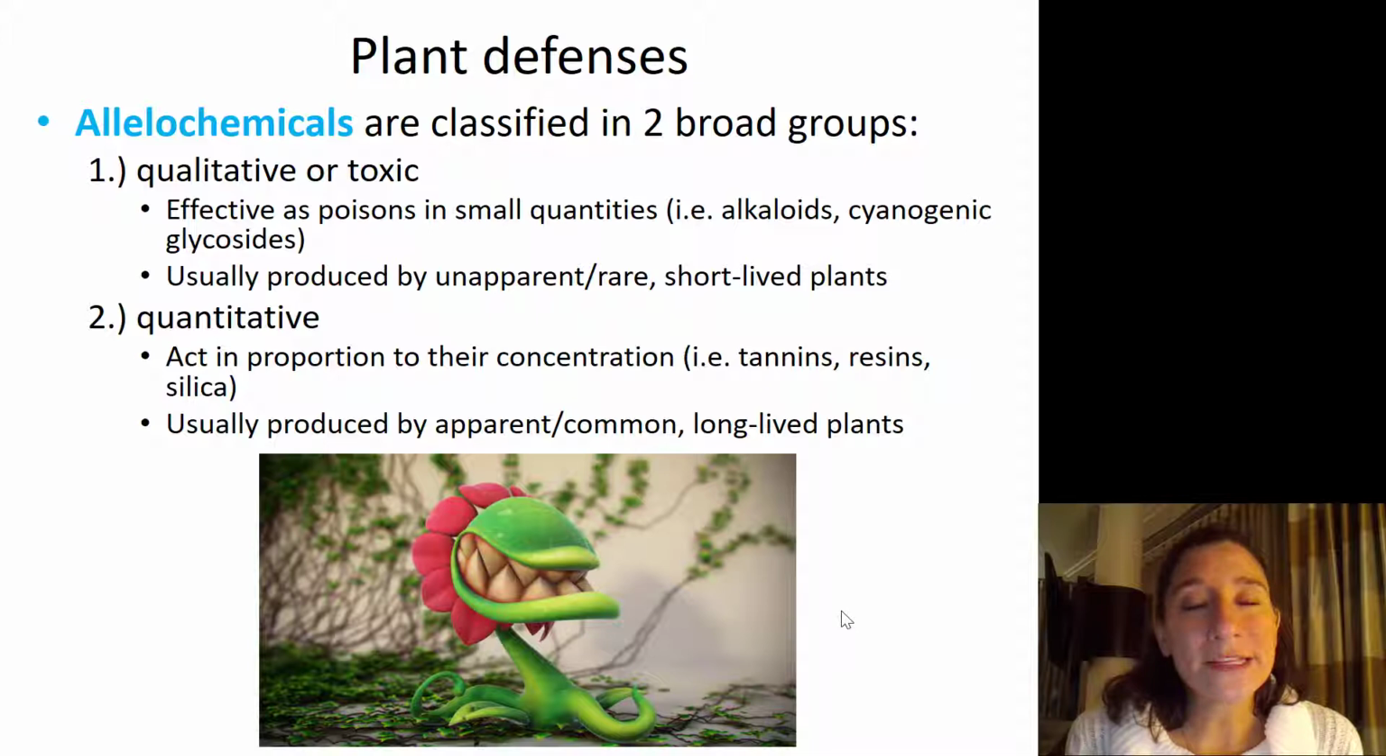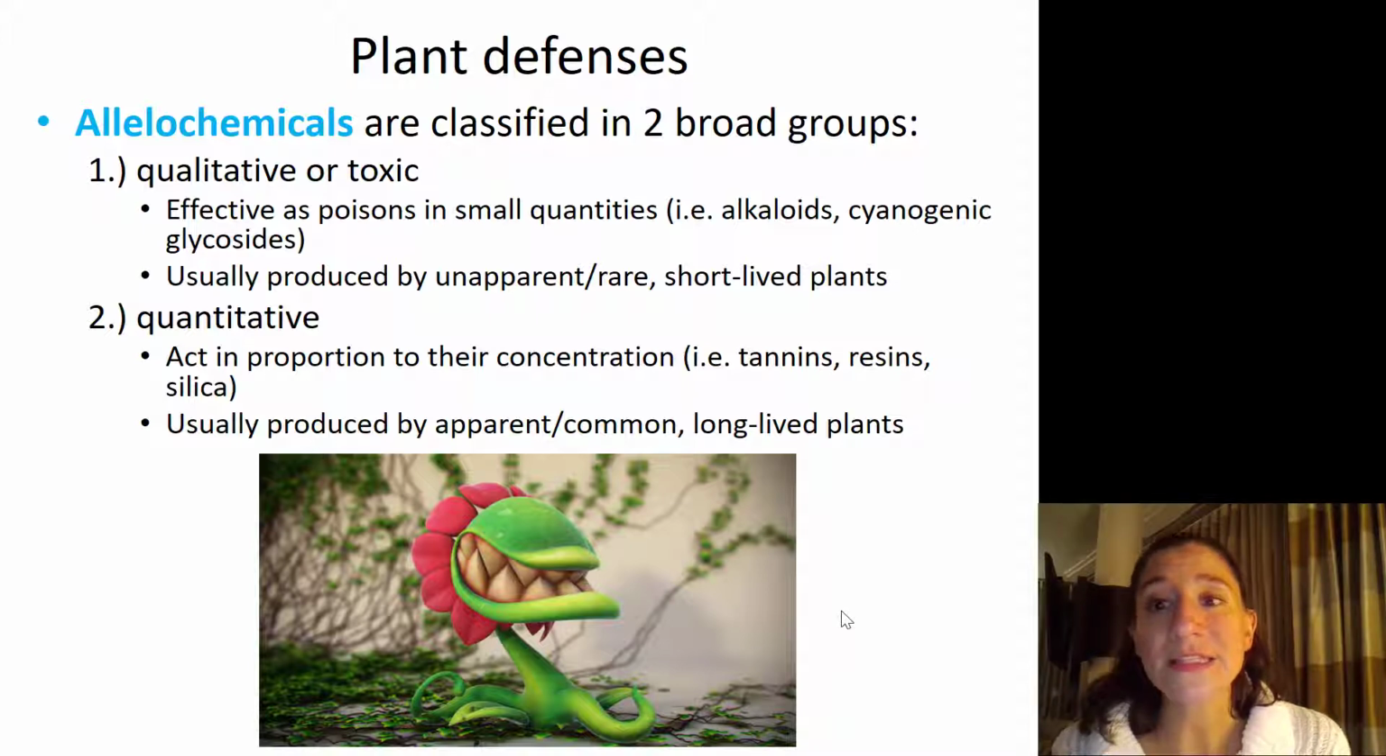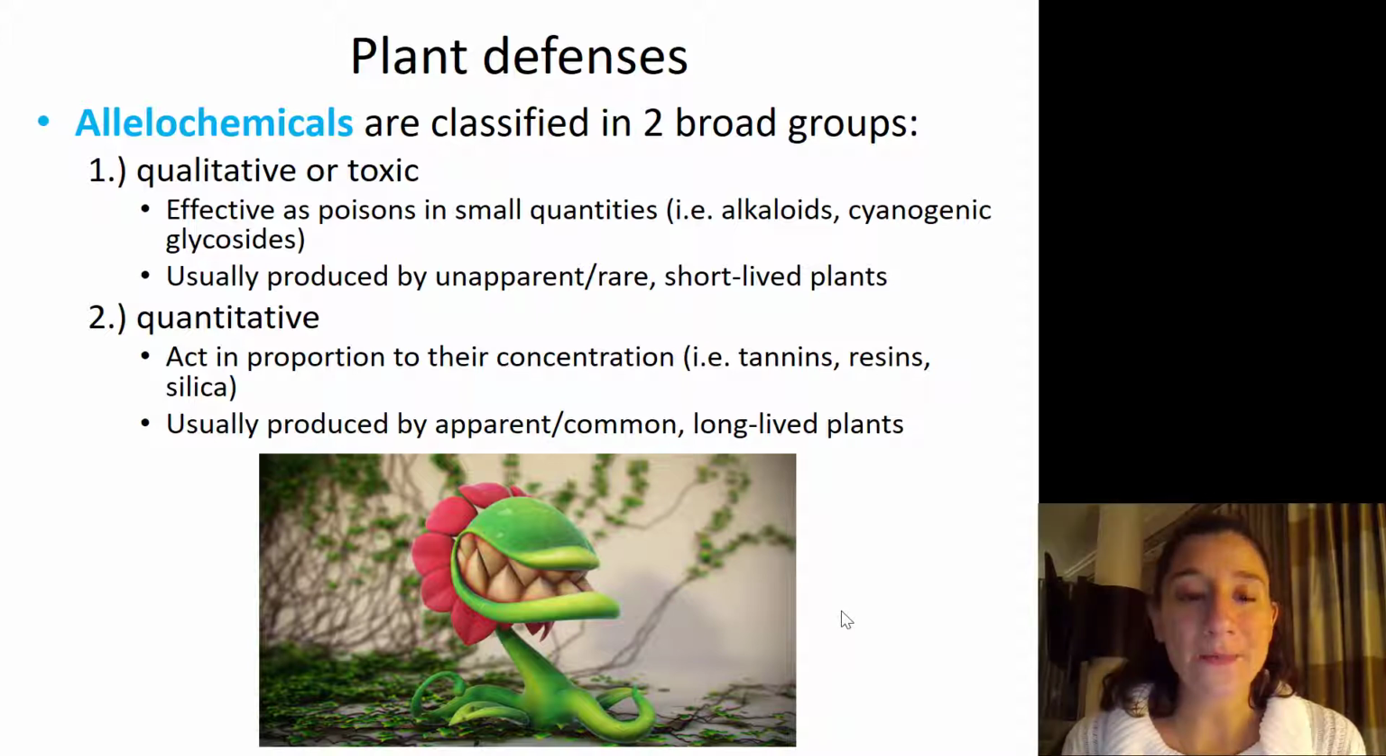Then there are also quantitative plant defenses, or quantitative toxins, allelochemicals, and these act in proportion to their concentration, or the amount of the plant that is consumed. So these tend to be things like tannins that are found in oaks and maples, resins, and silica. And they are usually produced by apparent and common long-lived plants, so things that are going to be around for a very long time and that are going to have leaves that are very easily recognizable and are highly likely to be fed on.